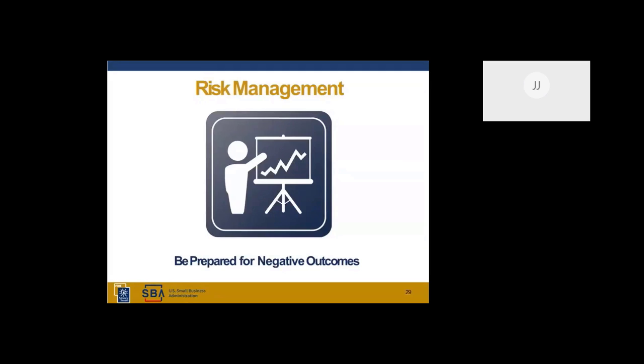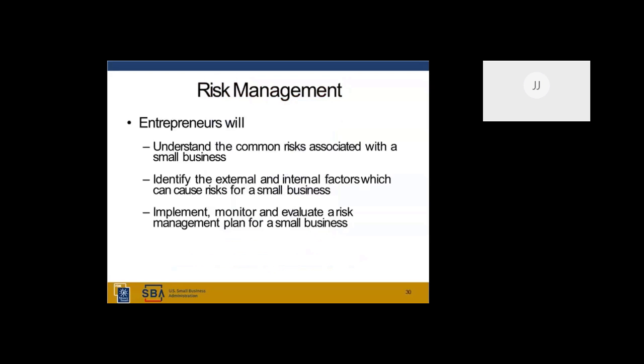So the first one that I want to talk about here is risk management. The tagline there: be prepared for negative outcomes. We'll just touch briefly on this module. It identifies the common risks associated with a small business and how businesses are going to manage those risks. As you know, internal risks that face organizations are things like human risk, illness, theft, fraud. Physical risk: building, utilities, things like that. Those are all internal risks that face a business. External risks would be things like competition, market conditions, laws, regulations.